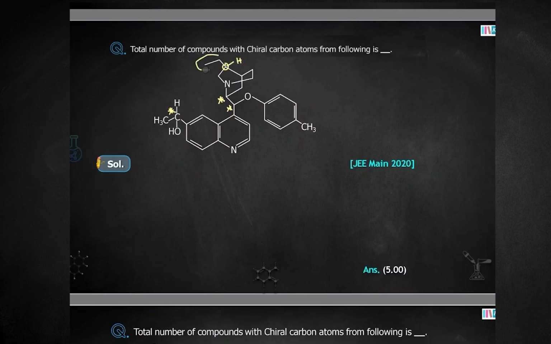It has one hydrogen, one ethyl, one side nitrogen, and one side CH2 CH3. So again it is a chiral atom. Got it? Now look at here. This is hydrogen. Again on one side this group, on the other side nitrogen, and on the other side this particular group. So again this particular carbon is a chiral atom. Got it? Now look at this nitrogen atom.